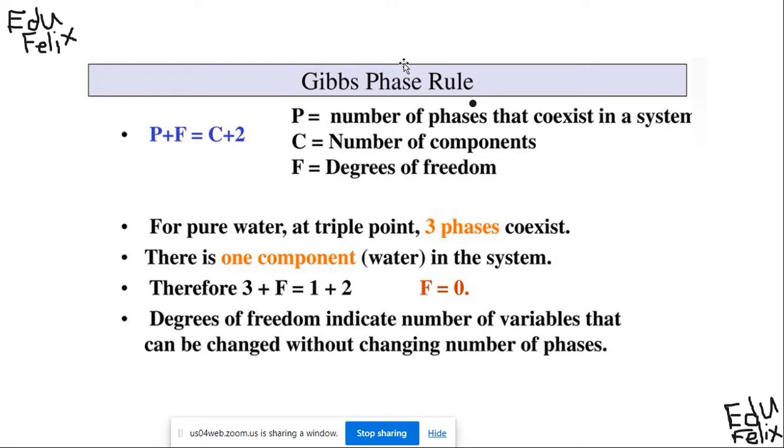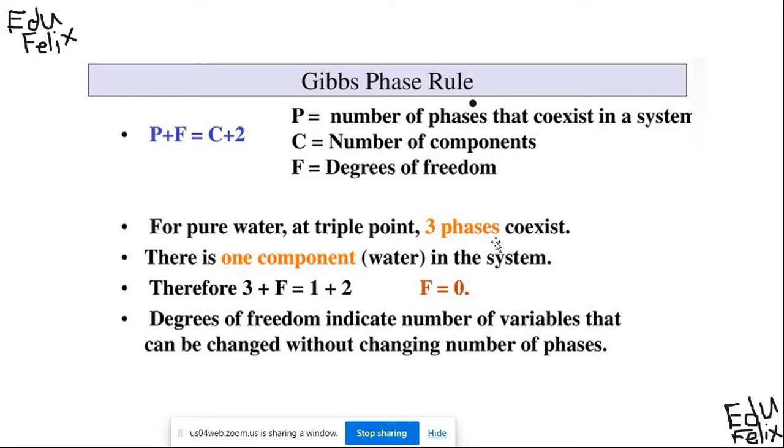To identify this, as with Raoult's law, you have a rule called the Gibbs phase rule, right? In the Gibbs phase rule, you have the number of phases that coexist in the system, that is P, the number of components, C, and the degrees of freedom. Degrees of freedom means how much you can deviate from the linear, that means ideal, system. So the number of phases plus the degrees of freedom is equal to the number of components plus 2. That is called the Gibbs phase rule.